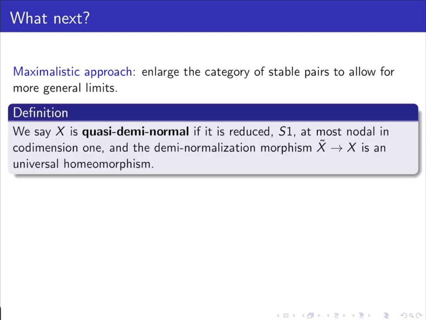So the natural thing to do, I think, goes as follows. We say that a scheme X is quasi-demi-normal if it is reduced, S1, at most nodal in codimension 1, and the seminormalization morphism is a universal homeomorphism. So this is basically the non-S2 version of a demi-normal scheme. It's very close to a demi-normal scheme because it's homeomorphic to its seminormalization, but it need not be S2.